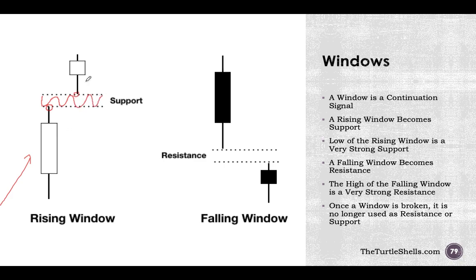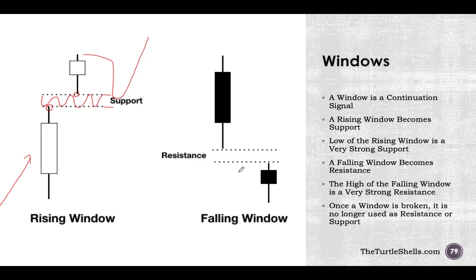When you have a rising window, that rising window becomes a support area. The window has two lines, the upper line and the lower line. Both are support, but the lower line is a stronger support than the upper line. Just understand that the entire window is a support zone. So if the price comes here, it might go down into the zone and then go back up again.